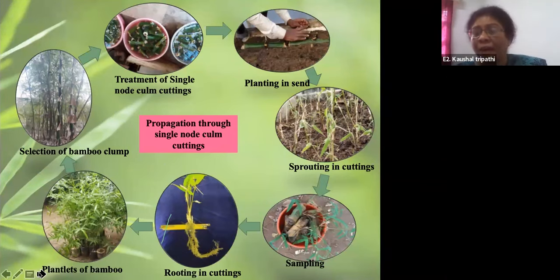Then after that, we are planting that in the soil and sand, and this is sprouting. And after the rooting is there, we dig out the cuttings in this way, and this is the rooting in the single node cuttings, and then we transfer them to the polybags. In this way, the plants are produced. Next slide, please.